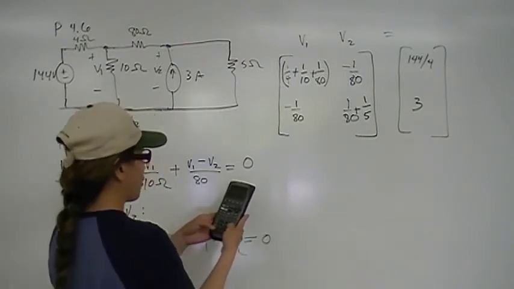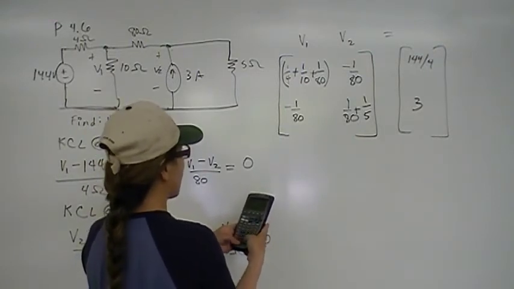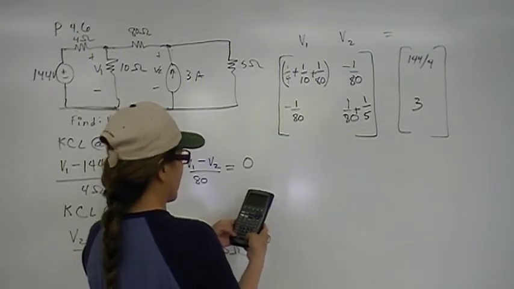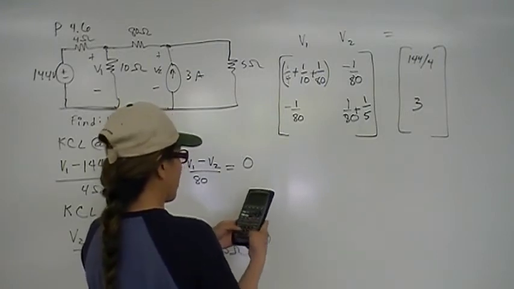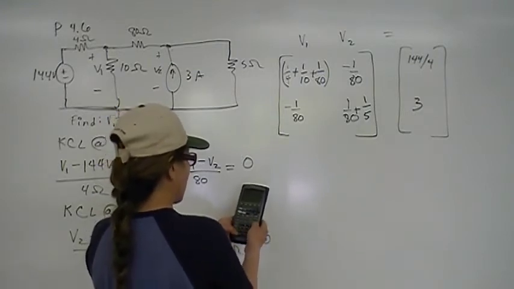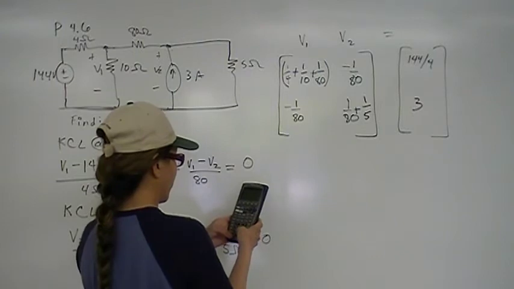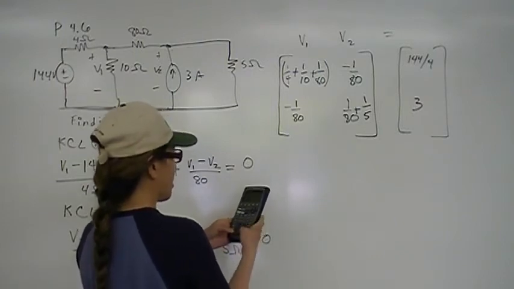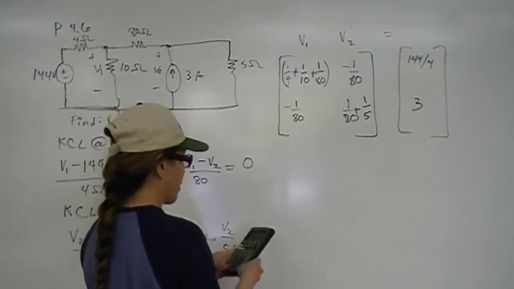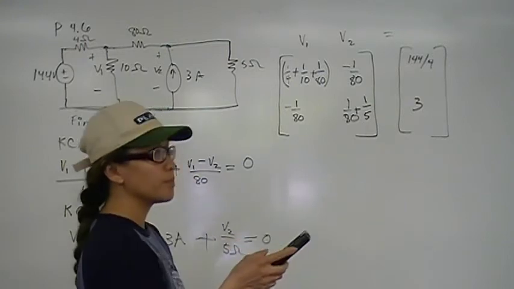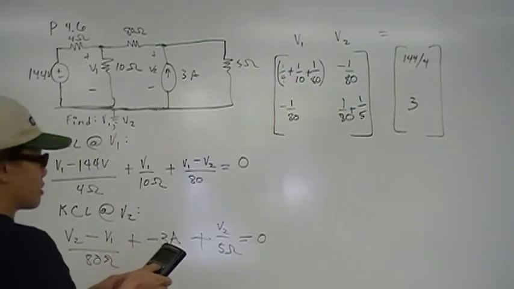We just put in all the coefficients: 1 divided by 4, plus 1 divided by 10, plus 1 divided by 80, then negative 1 divided by 80, 144 divided by 4, and negative 1 divided by 80, 1 divided by 80 plus 1 divided by 5, and 3. Then hit F5 to solve. Oops, I have a mistake somewhere. Okay, so let's do this again.